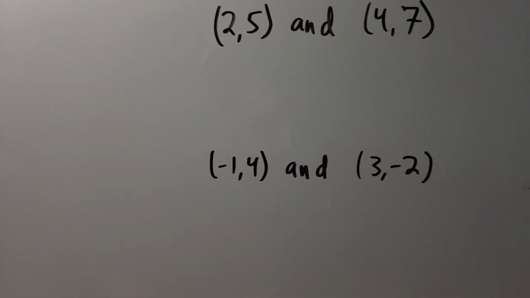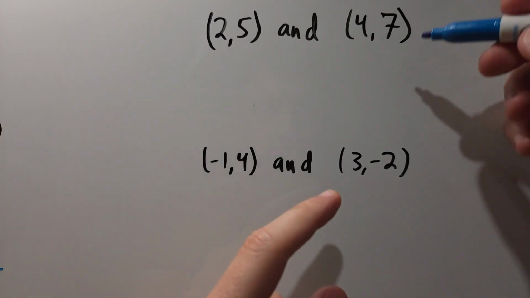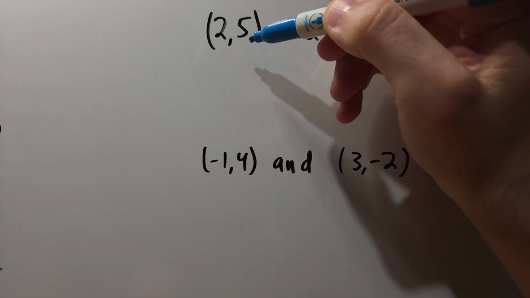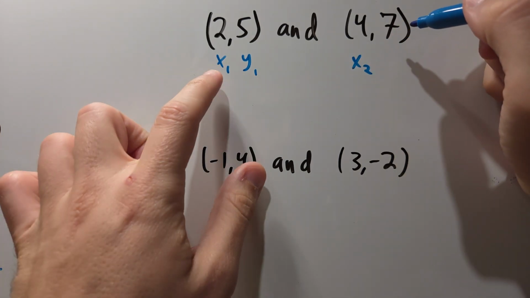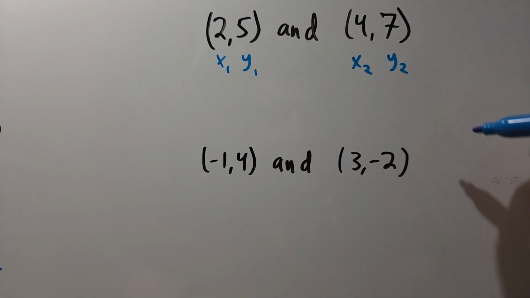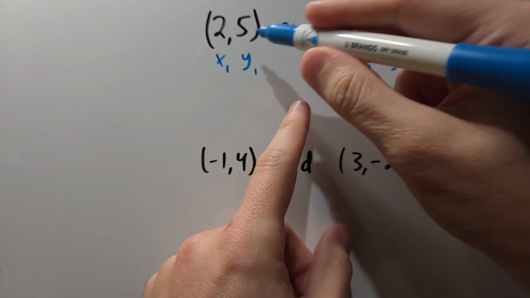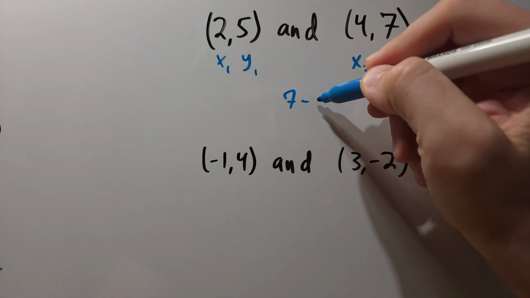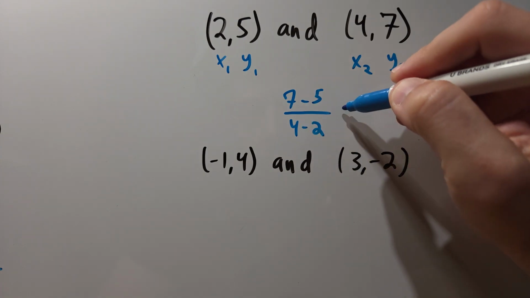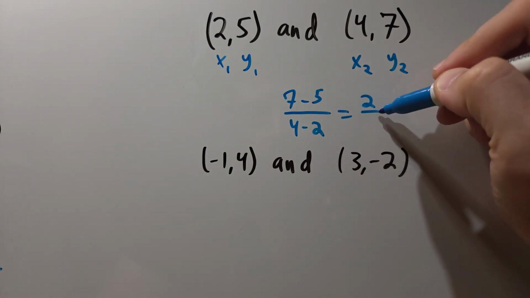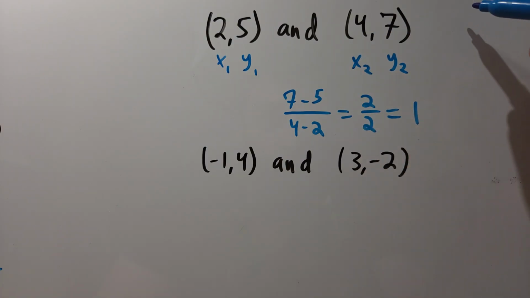Let's find the slope when we're given 2 distinct coordinates. And I've got 2 different examples here for us to work out. Sometimes it can help if you label what your x and y values are, so it makes the calculation a little bit easier. Here we're going to do 7 minus 5 over 4 minus 2. So the difference in the y values over the difference in the x values. That gives me 2 over 2, which is 1. So this is a line that goes up with a slope of 1.